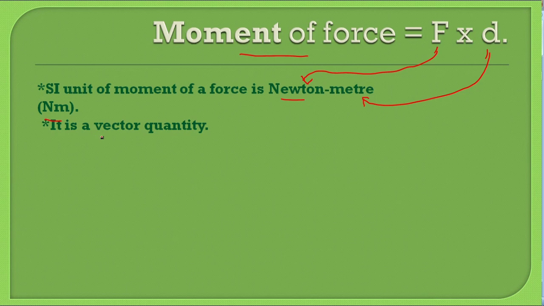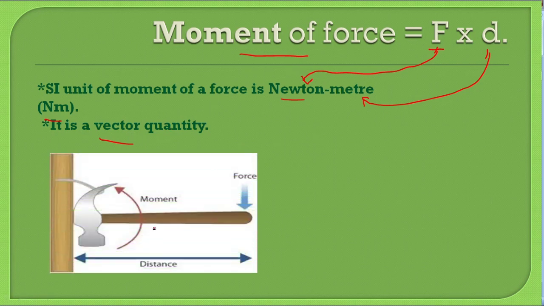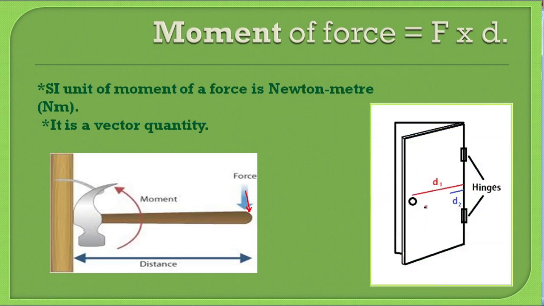Whether it is a scalar or vector quantity: scalar quantity means having only magnitude, vector quantity means having both magnitude and direction. Force is a vector quantity because it has magnitude and it also has direction. Since force is a vector quantity, moment of force is also a vector quantity. In this example you can see we are taking out a nail with a hammer. The more the distance, the lesser the force. You can try this experiment at home.